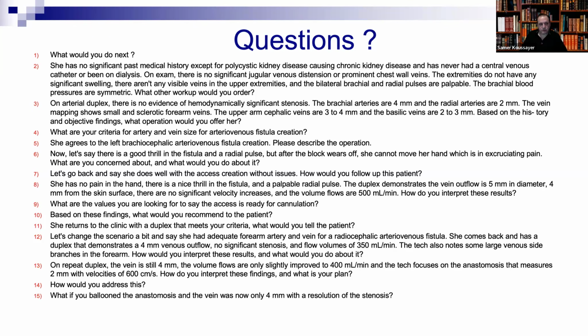So what kind of balloon do you use? I will start with a size of 3 millimeter, then I will go up as needed. So you did that and still have a stenosis. What do you use? High pressure balloon. Correct. Or what other options? Cutting balloon. Correct. So you can use a high pressure balloon or a cutting balloon. What if you balloon the anastomosis, the vein is now 4 millimeters with resolution of the stenosis? So you solved the issue. What do you do now?